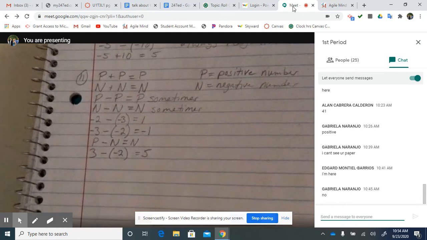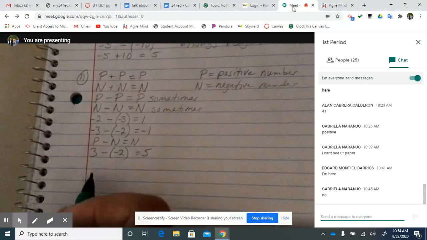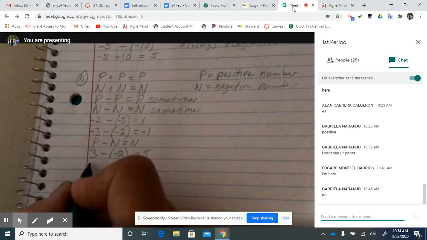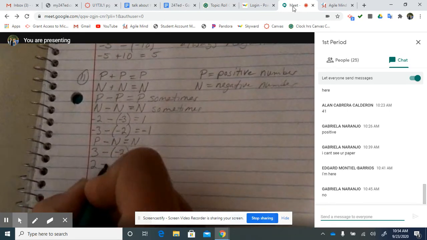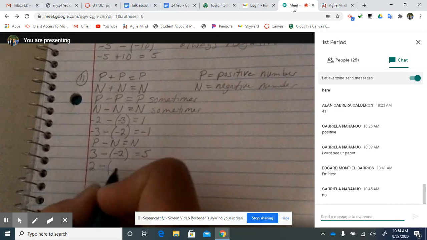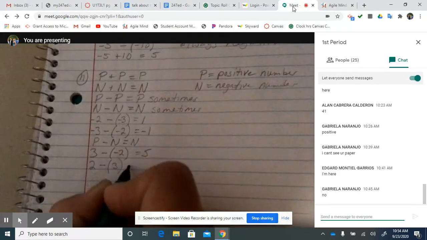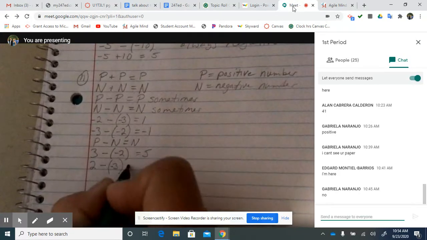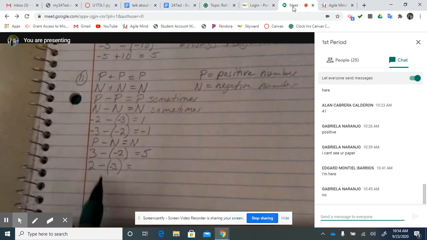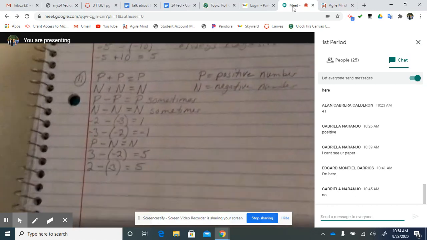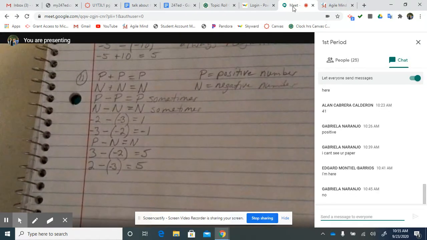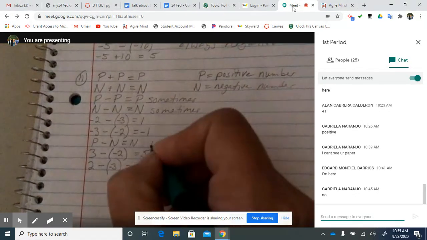So now let's try switching these out. Positive 2 minus a negative 3. Minus a negative turns a positive. 2 plus 3 is 5. So either way, we end up with a positive 5. So this one is going to be never true.